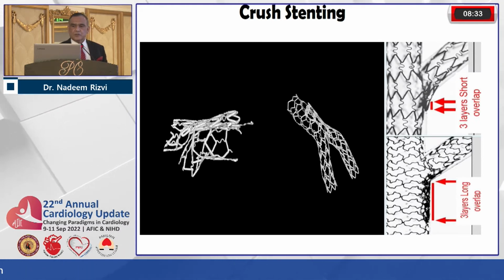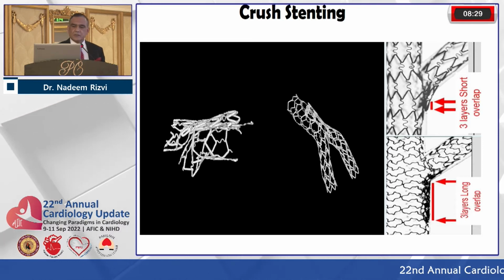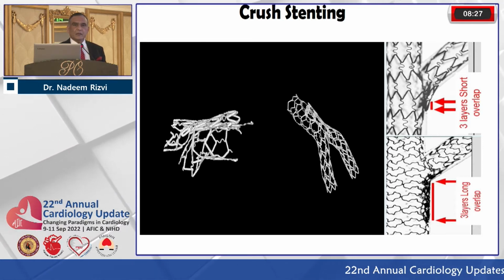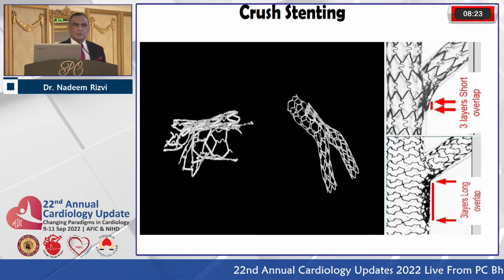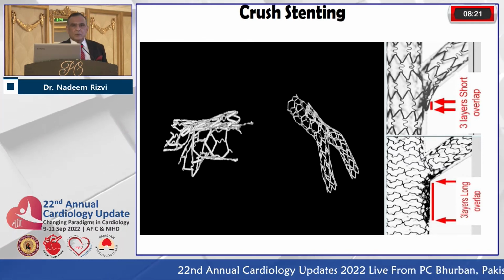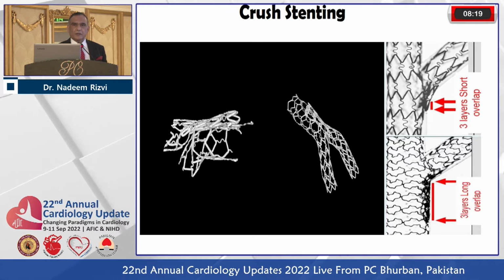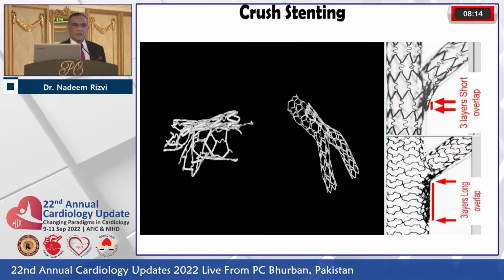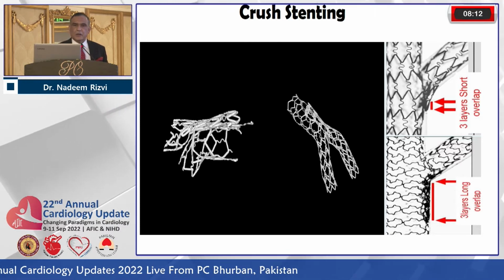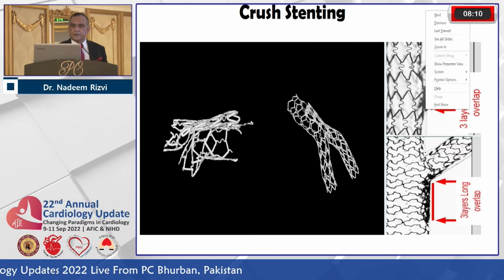Now the crush stents, this is the difference when you talk about mini crush, long crush, other things. If you have a 3-layered part at the carina, the shorter and less you have, it looks better and it will behave better in the long term. That's just common sense. So the less you crush, the better it is. The less the 3 layers, the better it is.